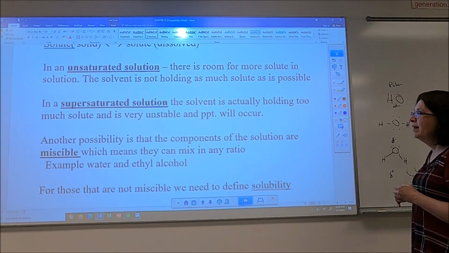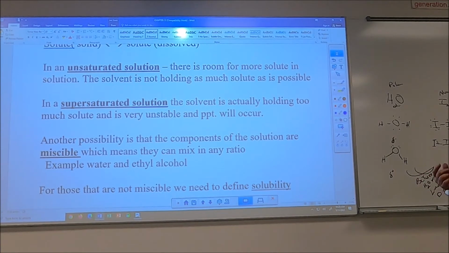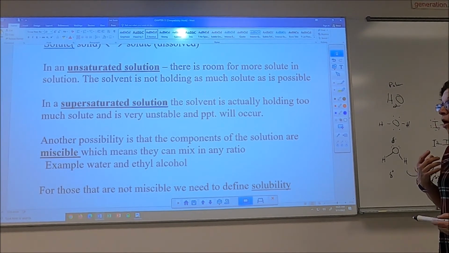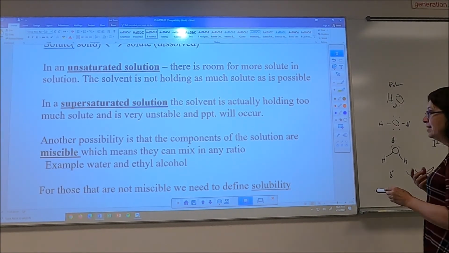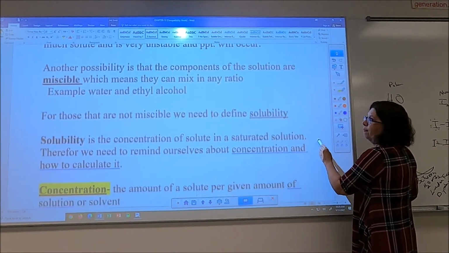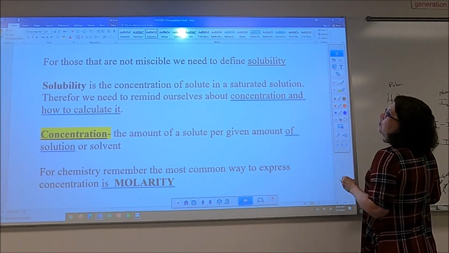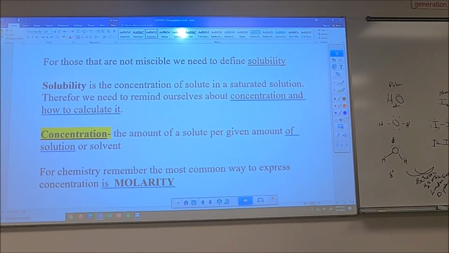Another possibility is that the solute and the solvent are miscible, which means they will mix in any ratio. Water and ethyl alcohol, water and methanol are miscible. They'll mix in any ratio. For situations where things are not miscible, where there is a limit to how much solute can dissolve in a given amount of solvent, we talk about solubility. Solubility is the concentration of solute in a saturated solution.